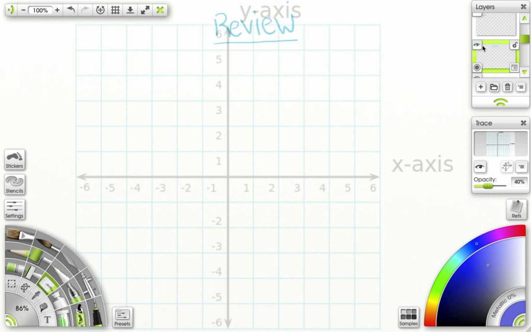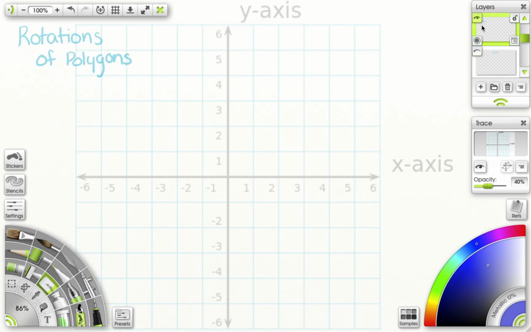So right now we are going to do our review, or not our review, sorry. I'm totally in the wrong place. There we go. We're going to do rotations of polygons. So this is going to be mainly triangles or four-sided shapes. Same rules apply for triangles and four-sided shapes, except instead of 3 points, you're rotating 4 points. And of course the same rules apply as singular points, except this time you're doing multiple points.